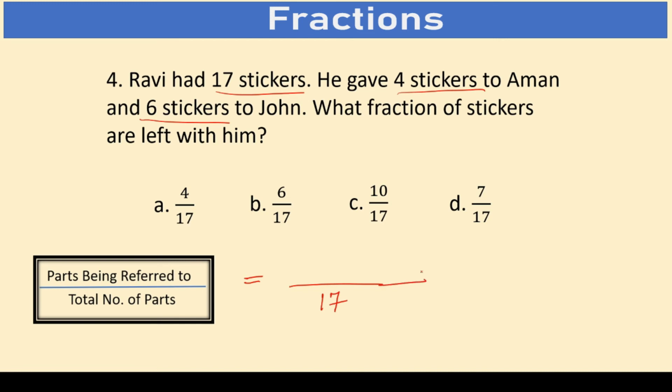And let's find out what is remaining with Ravi. So Ravi had 17 stickers, of which he gave 4 to Aman. So you'll reduce 4 from Ravi's stickers, and further he gave 6 to John. So you'll reduce 6 more. 17 minus 10 divided by 17, which is equal to 7 by 17. That is your option D.